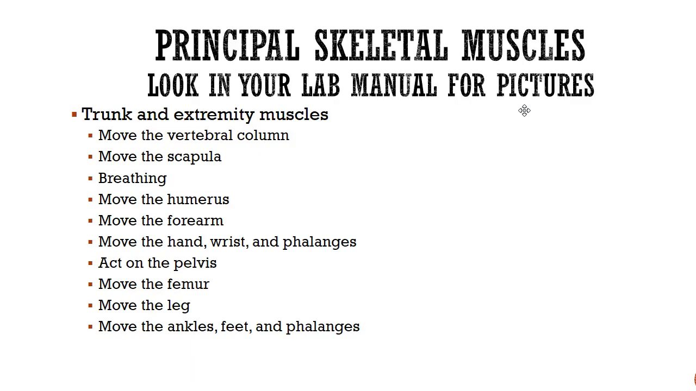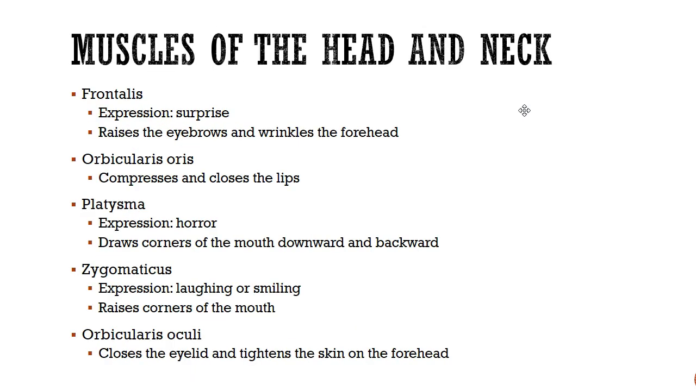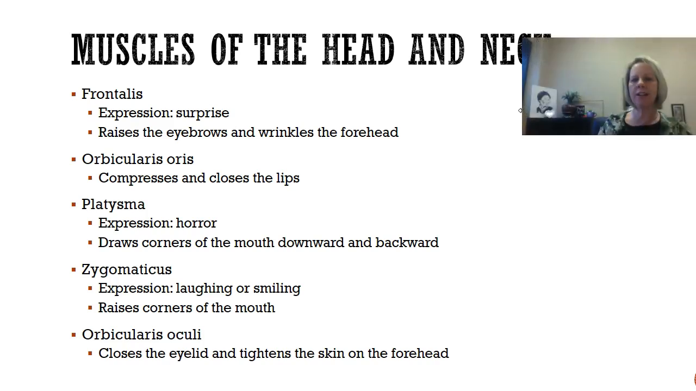So as we go through and look at these principal skeletal muscles, you're going to want to know what the functions are in lecture and where they're found in lab. So the frontalis is the one that will wrinkle your forehead. For instance, if you're talking and you wrinkle your forehead, your eyebrows go up, that's your frontalis. Your orbicularis oris is the one that compresses and closes your lips. The platysma is the one that draws down the sides of your mouth, and it's found here in your cheek area and goes down your neck.